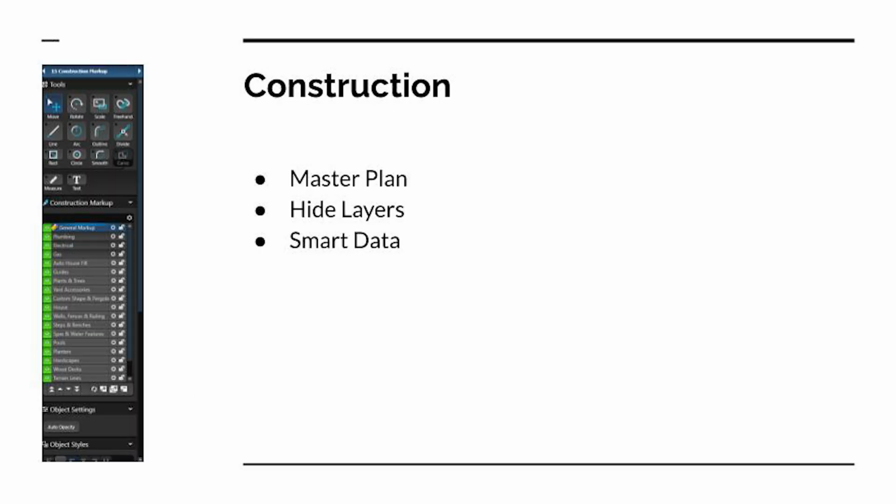Our last layer is the construction layer. This is where we can mark up, we can add our smart data charts as shown on the title slide, and we can create a master plan to show the entire landscape space. We can also choose to show or remove layers of items that we have previously made throughout the project.